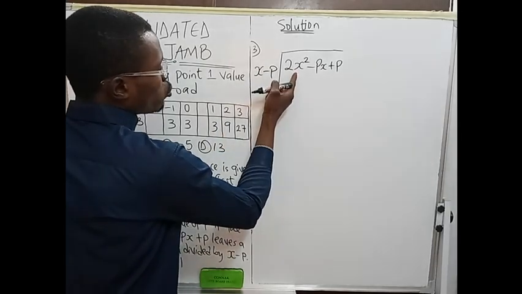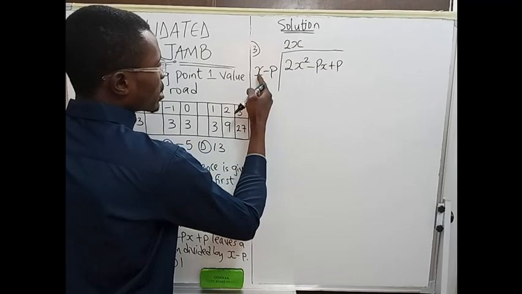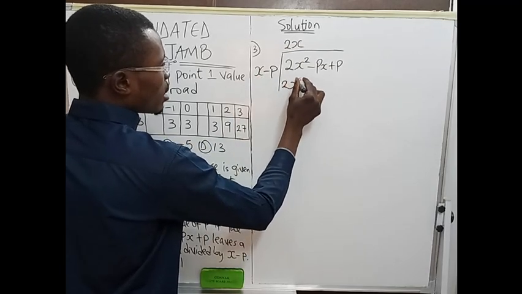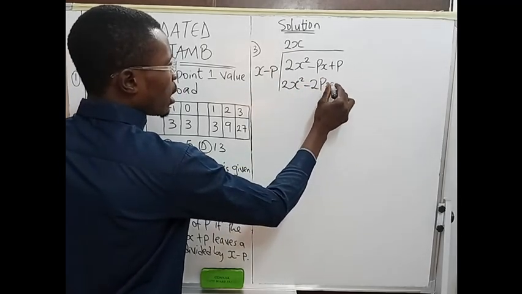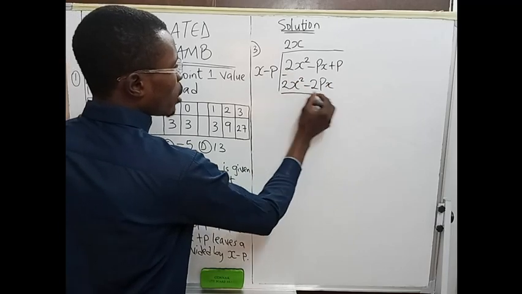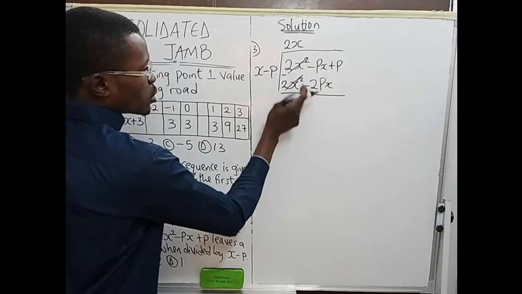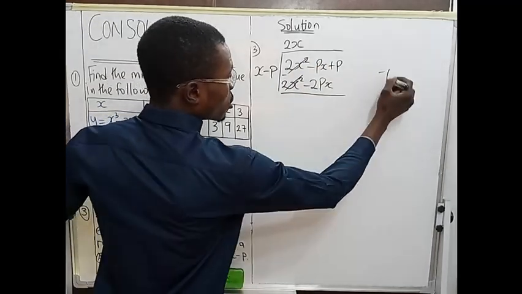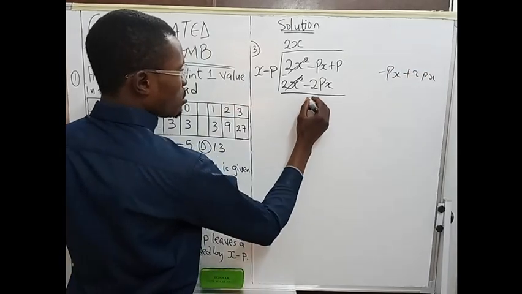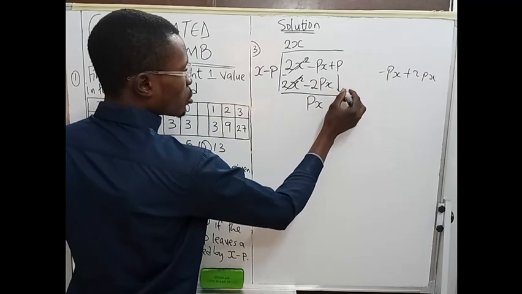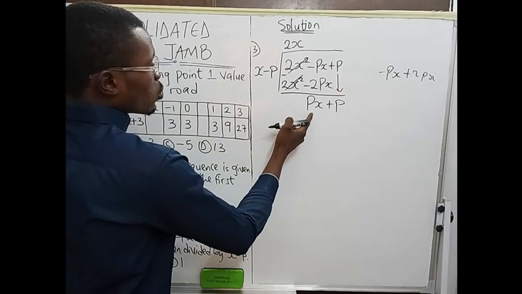x into 2x squared is 2x. So we multiply 2x times x is 2x squared. 2x times minus p is minus 2px. So subtract. This cancels out. Minus px minus minus 2px, minus minus becomes plus 2px. We have 2px minus px, this becomes px. Then we bring down plus p.